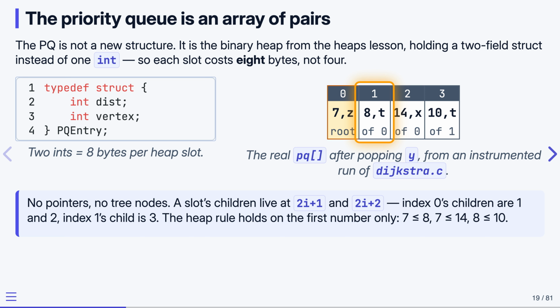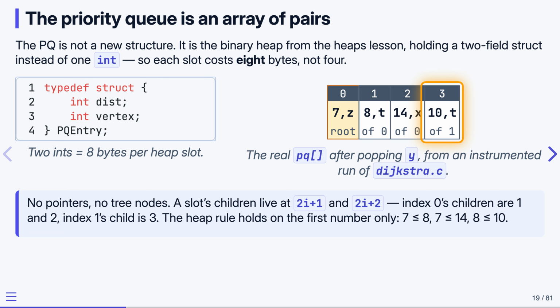There are no pointers anywhere. A slot's children are found by arithmetic. The left child of position I is at 2 times I plus 1. For the root, I is 0, so its left child is at position 1. That is this cell, holding 8, T. The right child of position I is at 2 times I plus 2. Again I is 0, so the right child is at position 2. That is this cell, holding 14, X.